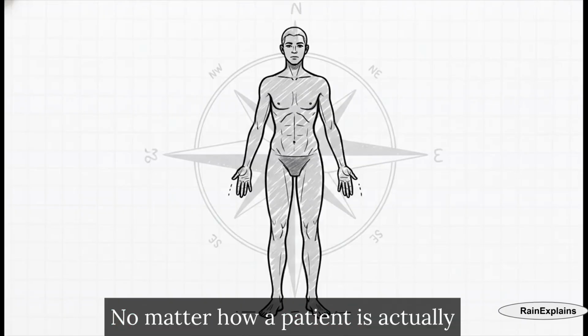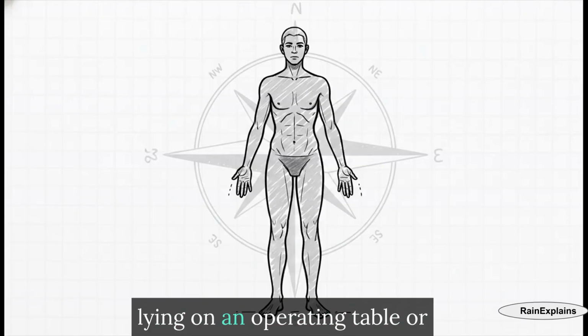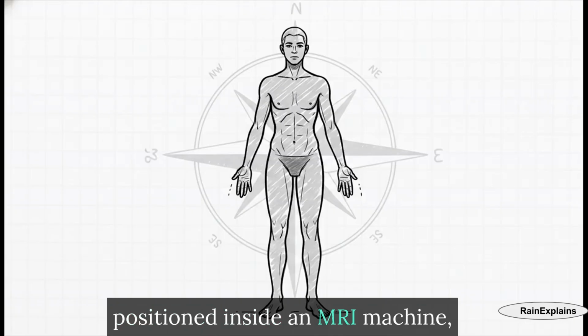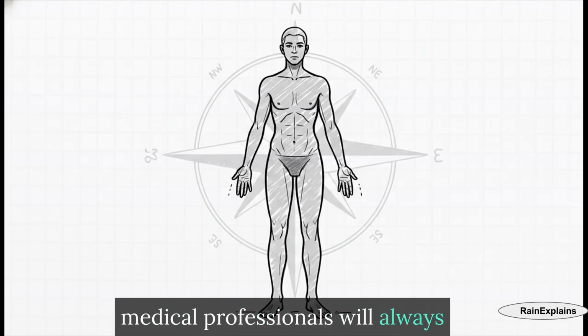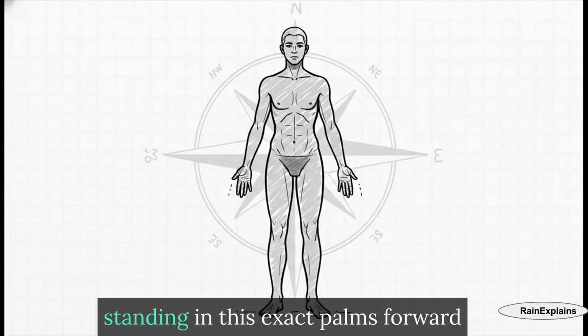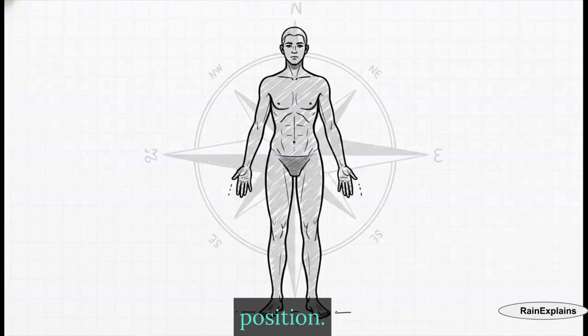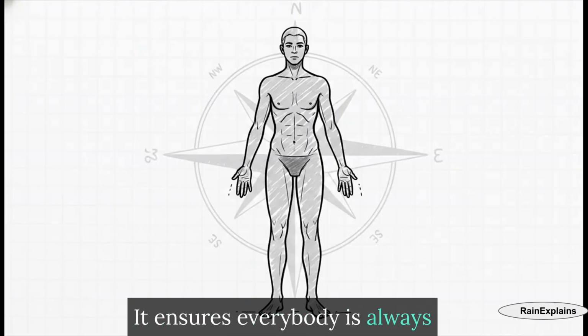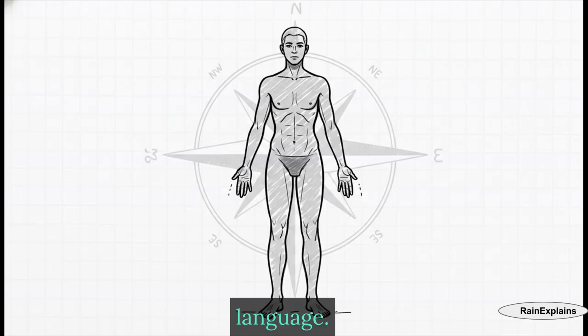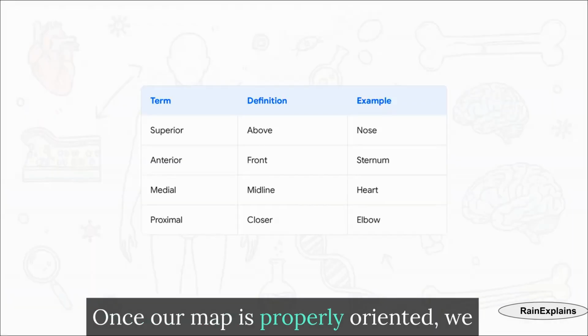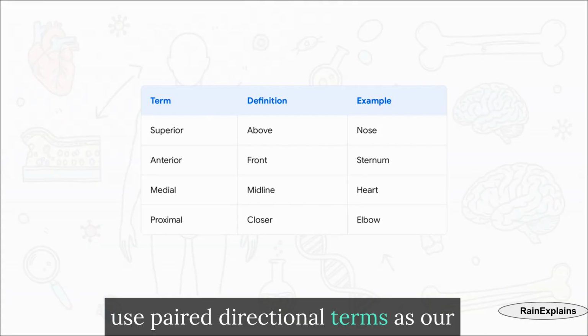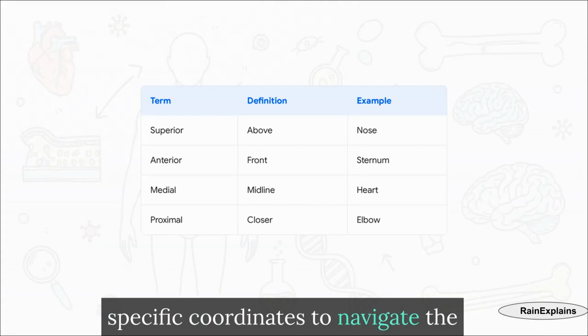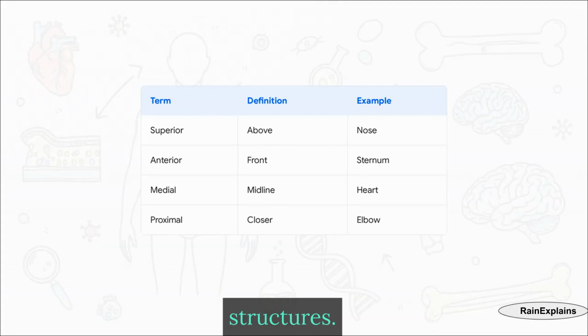This is crucial. No matter how a patient is actually lying on an operating table or positioned inside an MRI machine, medical professionals will always describe body parts as if the patient is standing in this exact palms forward position. It ensures everybody is always speaking the exact same structural language. Once our map is properly oriented, we use paired directional terms as our specific coordinates to navigate the spatial relationships between structures. It's pretty logical once you get the hang of it.